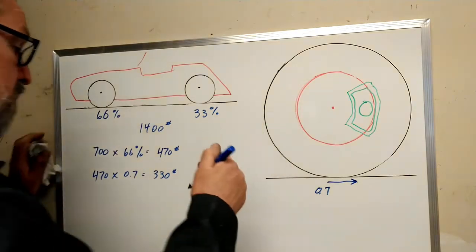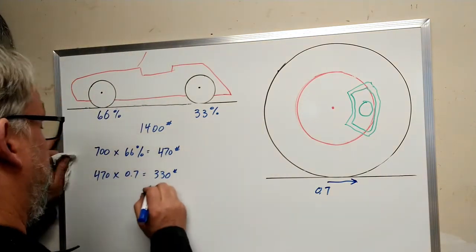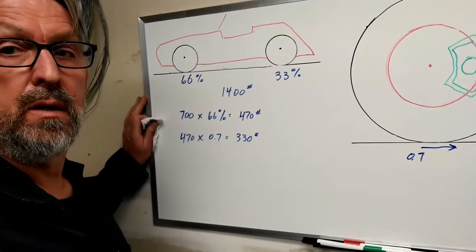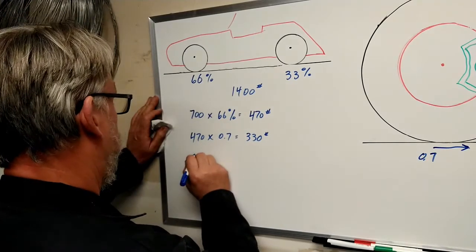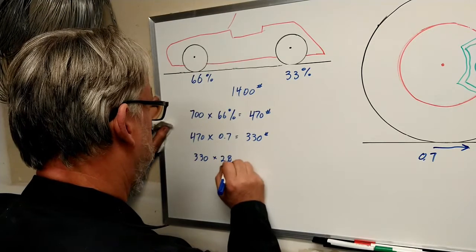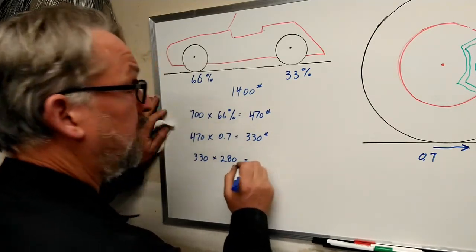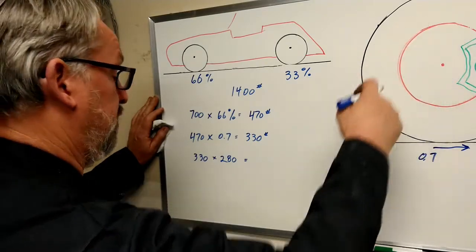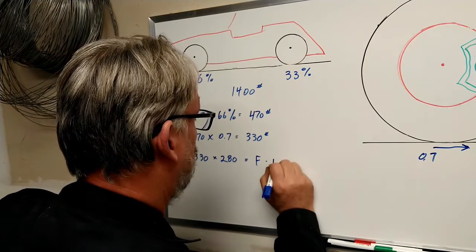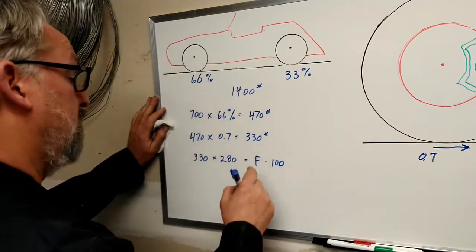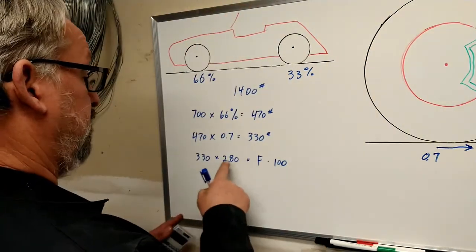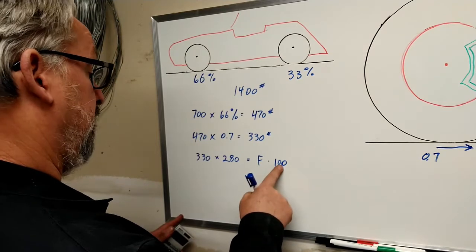So 330 then. Let's do this here. 330 times 280 has to equal the braking force on that wheel. We'll call that F times 100. So if we calculate this out, what does it work out to? This times this divided by this.